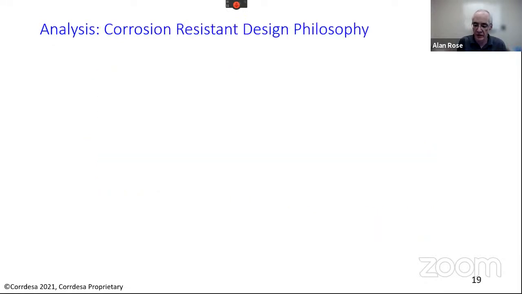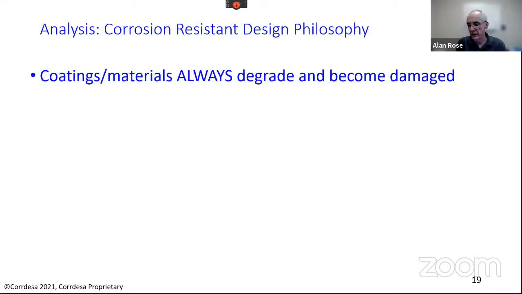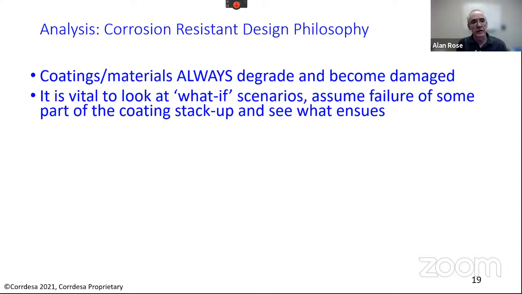So corrosion resistant design philosophy, what do I really mean? Well, the first thing, it's kind of a common issue really. If it can go wrong, it will go wrong. So coatings and materials will always degrade, and they'll always become damaged. You know, people drop spanners and scratch coatings and all sorts of things. Very rough treatment, certainly in the military. So it's vital that we have tools to look at what-if scenarios. Let's assume that failure is going to happen. Let's assume that damage and degradation will happen, and then follow what ensues. And then maybe we can make better decisions.